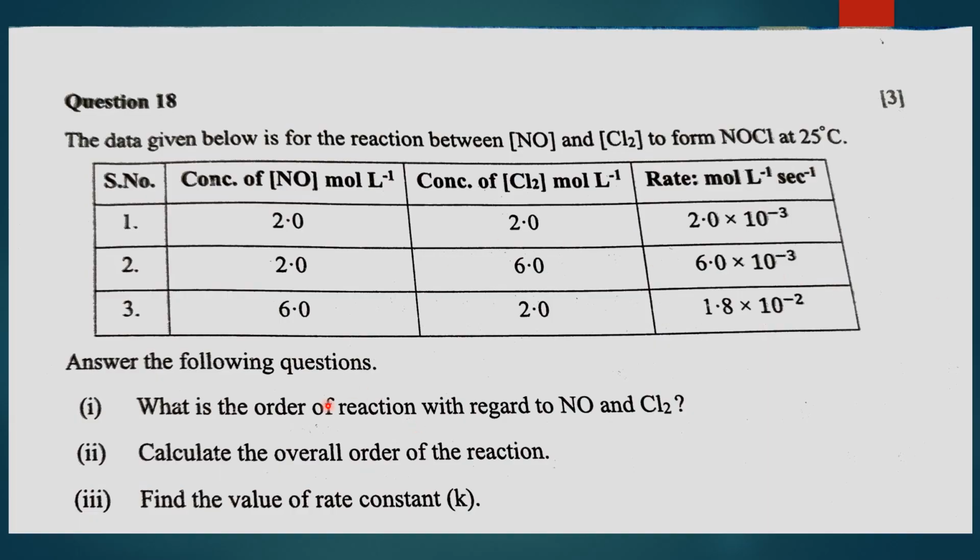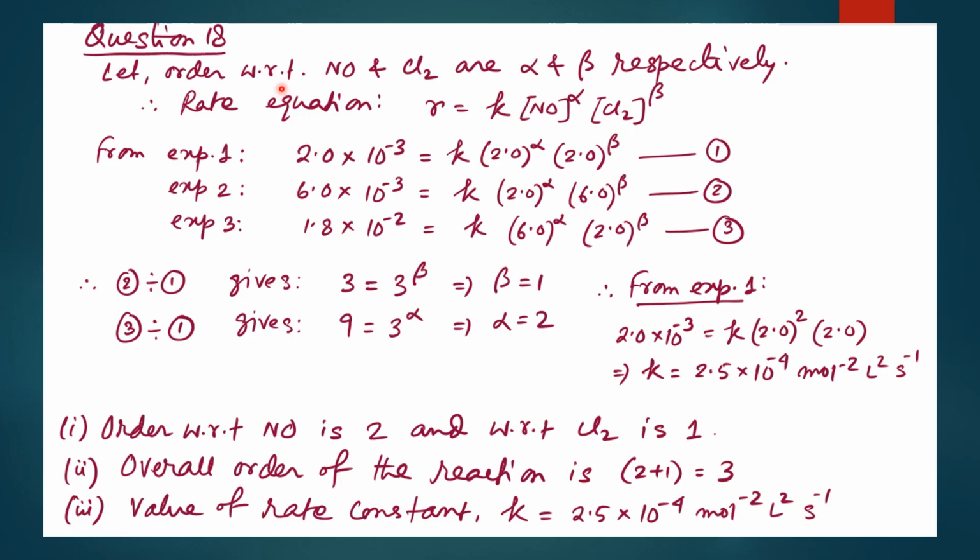Now question number 18, this type of question I have discussed in detail in the specimen paper discussion in the previous video. So the same method we will follow and we can get the answer easily. First take the alpha and beta, the order with respect to NO and Cl2, and this becomes the rate equation. Now put the values from the number of experiments, then 2 divided by 1 and 3 divided by 1, you get the value of alpha and beta.